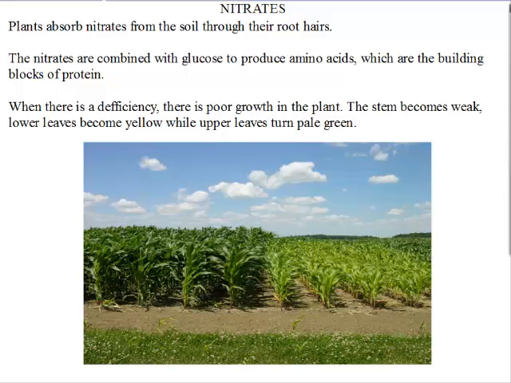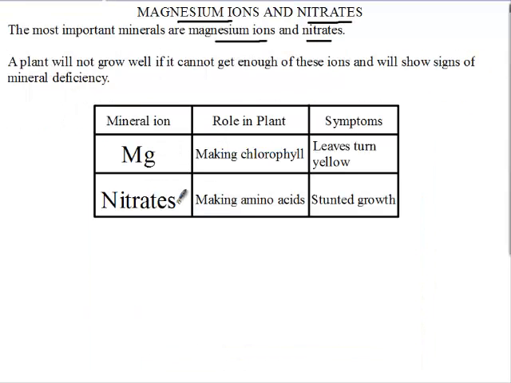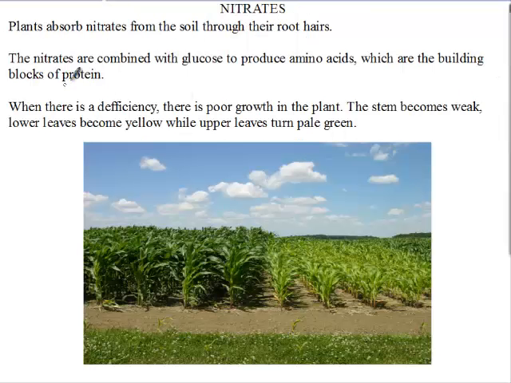Now let's really go into each of them and see exactly what they will do. In the first one, we got to see that nitrates are used in making amino acids. Their absence will cause stunted growth. Plants absorb nitrates from the soil through their root hairs. These nitrates will dissolve in the soil water. Okay, once they dissolve in the soil water, the plants will absorb the nutrients through their root hairs.